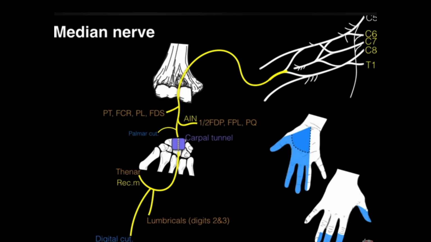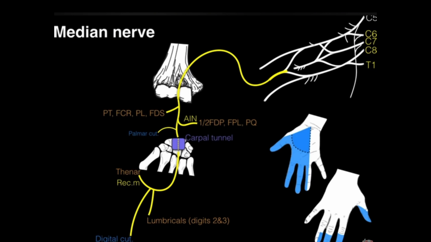Median nerve does not give any branches in the axilla or in the arm except the articular branch to the elbow joint. Median nerve enters the forearm between the two heads of the pronator teres muscle, the ulnar and humeral heads of the pronator teres muscle, and median nerve lies medial to the medial supracondylar ridge. Median nerve starts giving branches in the forearm.